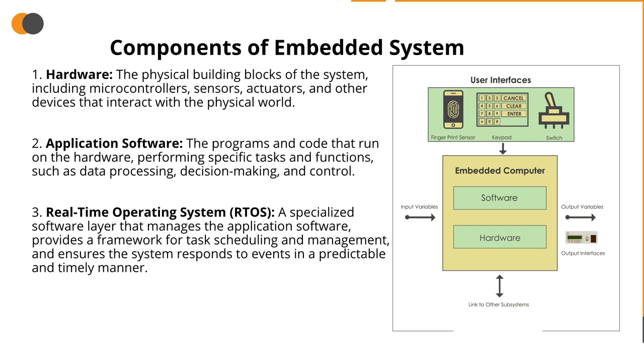Application software. For the working of the hardware, there is a need for application software. That is the software which works internally and is used for input variables. It is the programming and the code that runs on hardware, performing a specific task and functions such as data processing, decision making, and control. As you give inputs to the software and hardware, there will be an output so that a specific task is done.